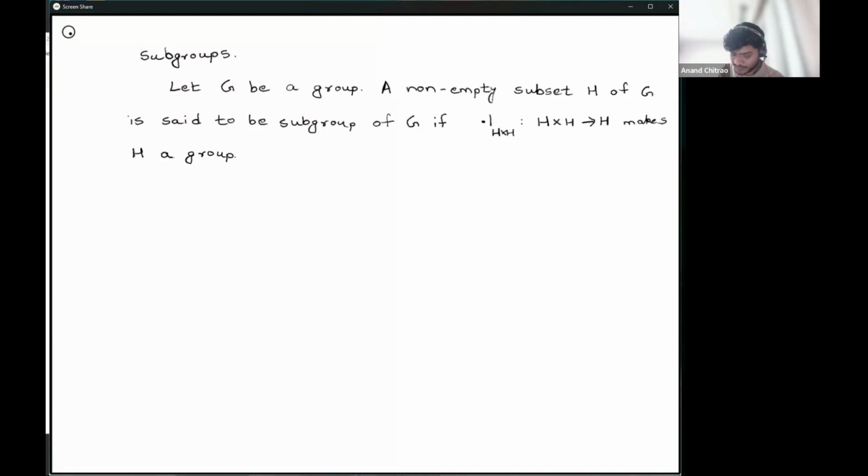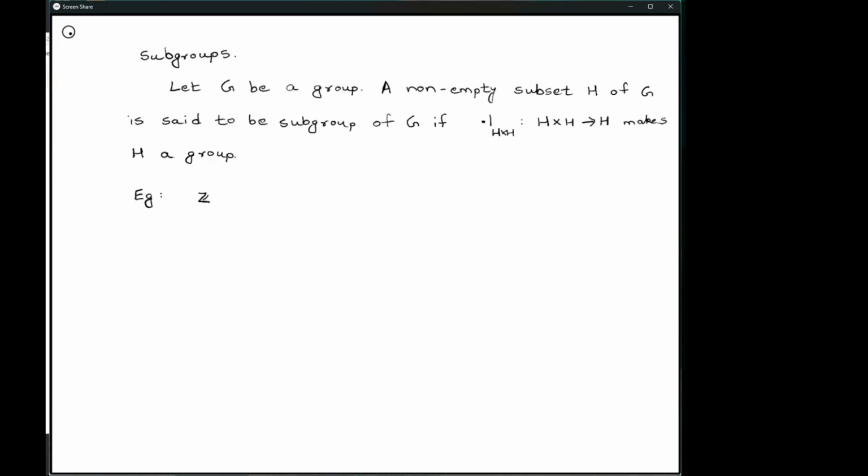Okay, nothing complicated. It's just a subset which is a group. The only technical thing over there is the operation should be the same. So yesterday we discussed some examples of groups. One of them was Z. So can somebody tell me some subgroups of Z? 2Z.